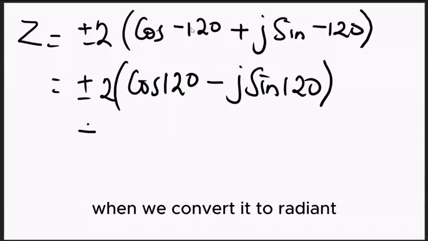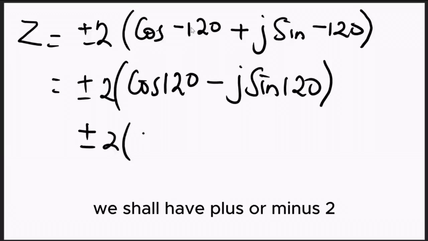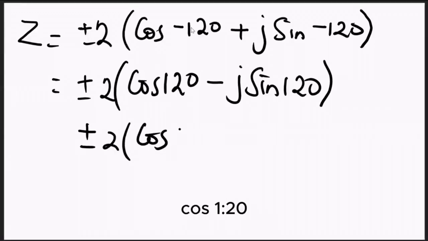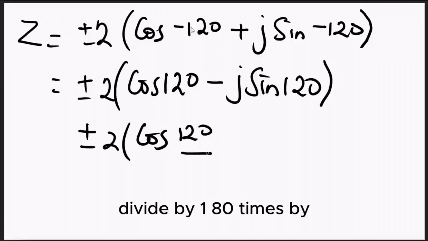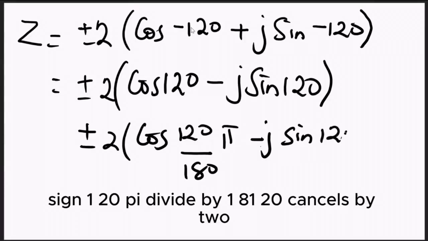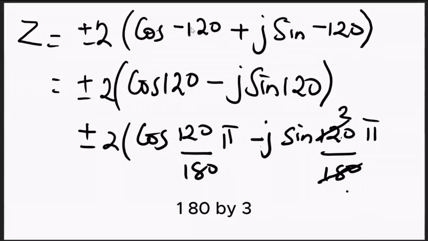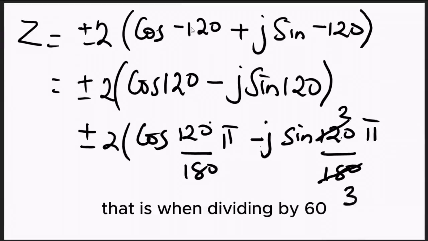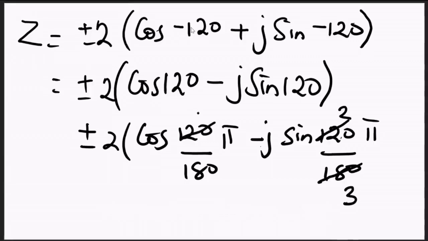When we convert it to radians, we shall have plus or minus 2 cos of 120 divided by 180 times pi, minus j sine of 120 pi divided by 180. 120 cancels by 2, 180 by 3. That is when dividing by 60, we get 2 and 3.